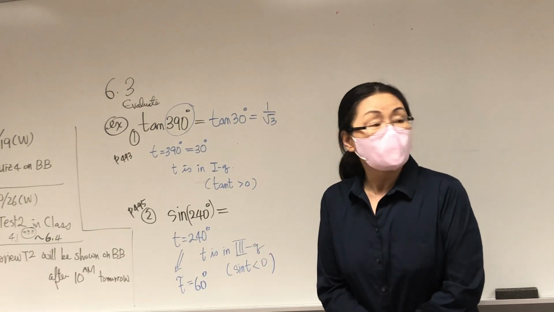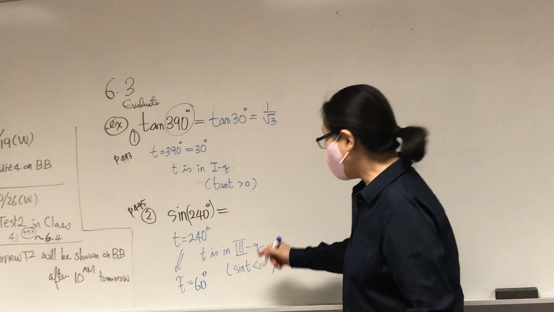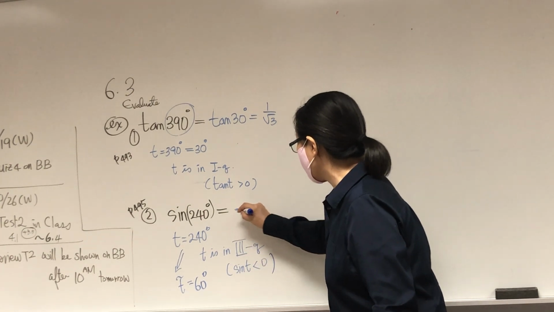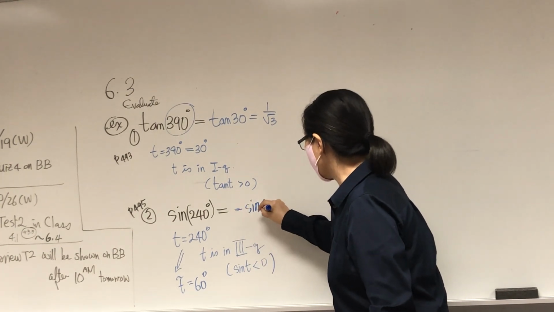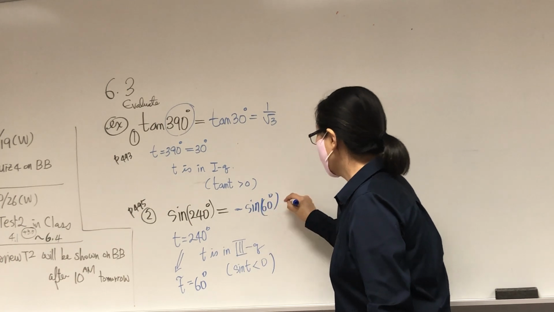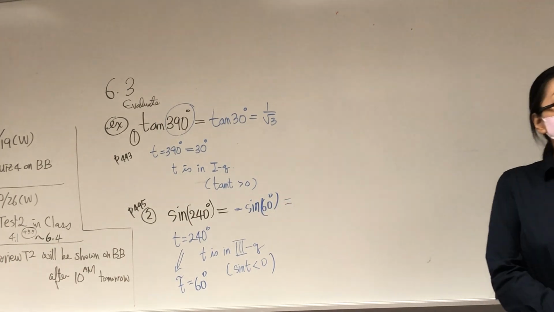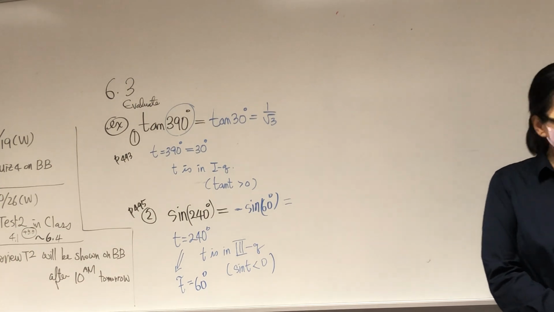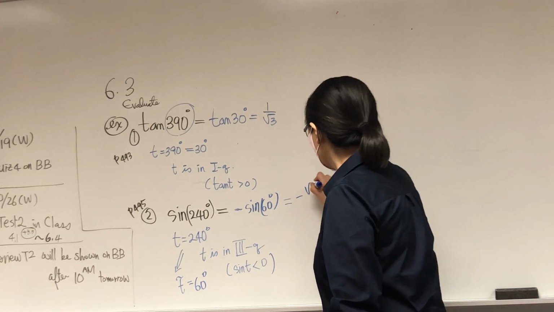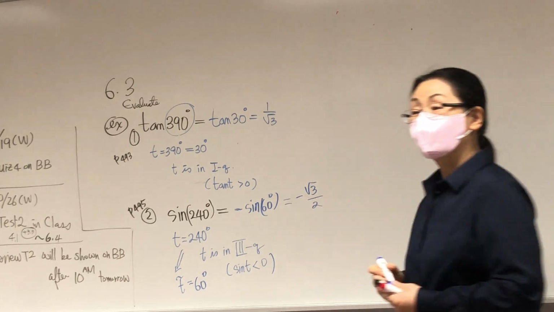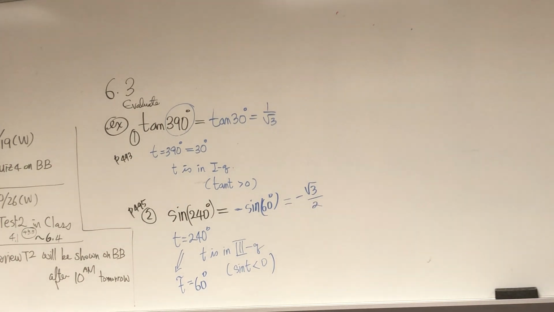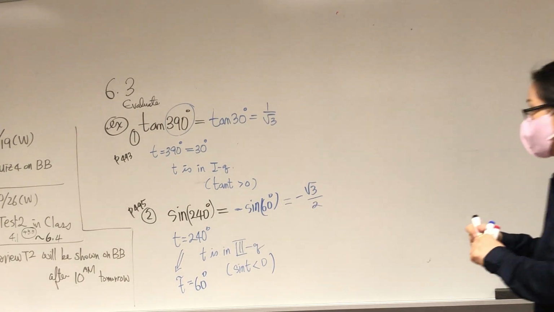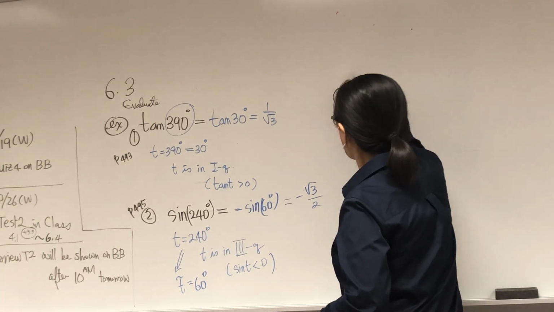Yes. And then this one can be written as what? Because sine is negative, negative sine 60. Am I right? Yes. What is sine 60? Root 3 over 2. So negative square root 3 over 2. Yes, it's good. This time I don't get involved. You have a better answer.